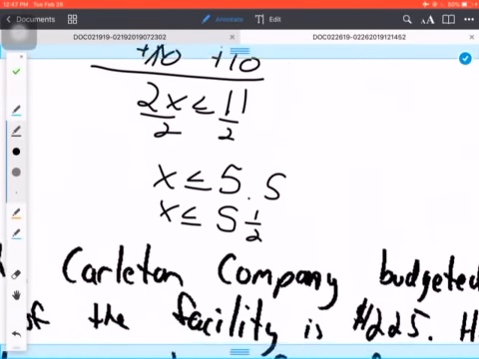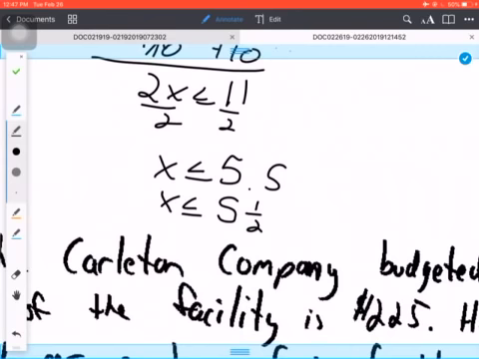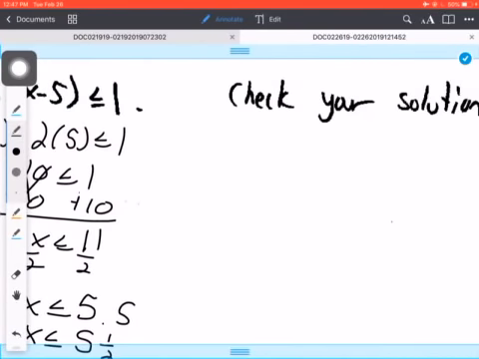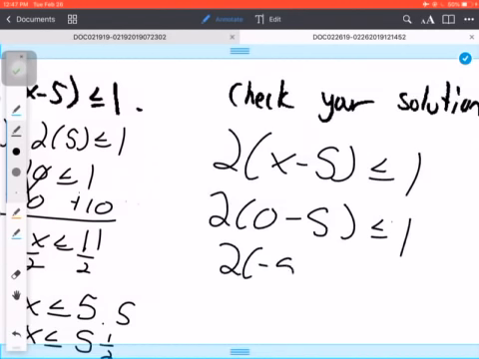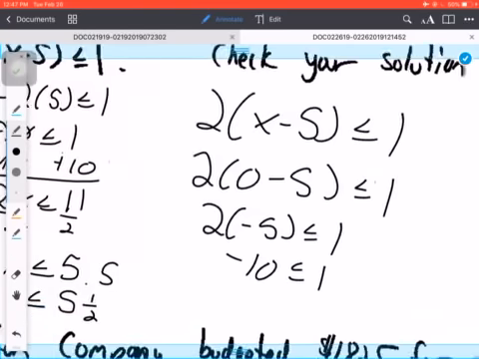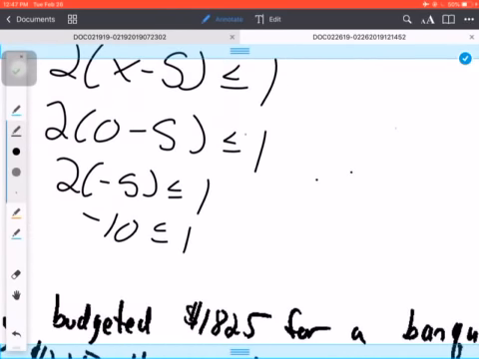A number I always like to pick when checking solutions is 0. In this case, 0 is less than 5.5, so that should make this entire thing true. So let's use 0. So I have 2 times x minus 5 is less than or equal to 1. Substitute 0 in for x. 0 minus 5 is negative 5. 2 times negative 5 is negative 10. And negative 10 is less than 1. So that works.